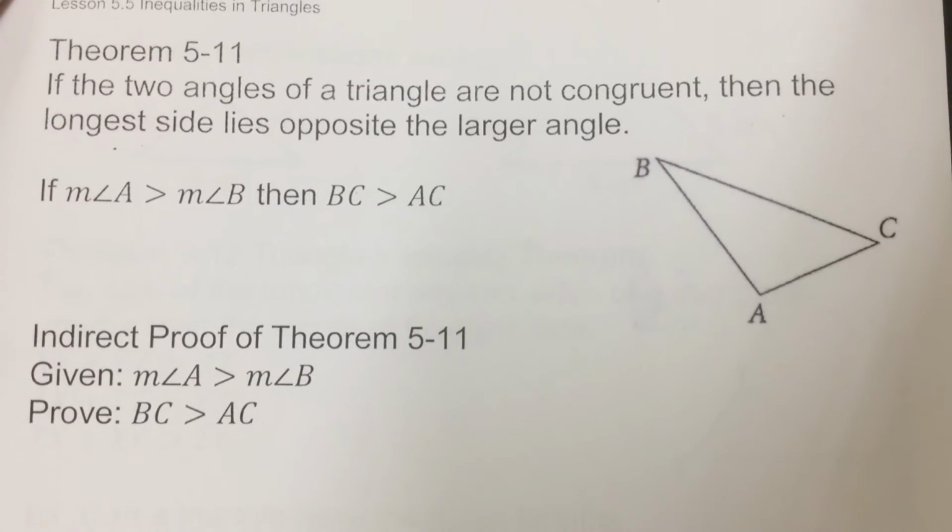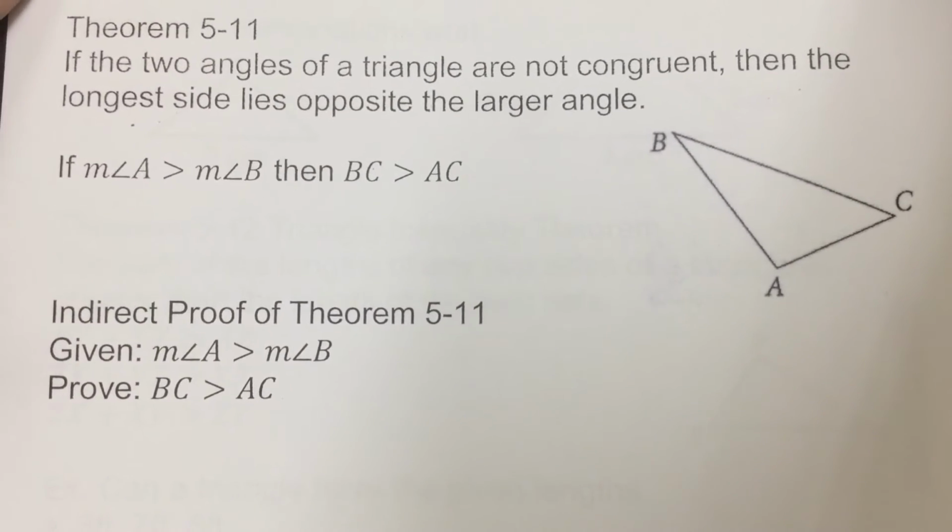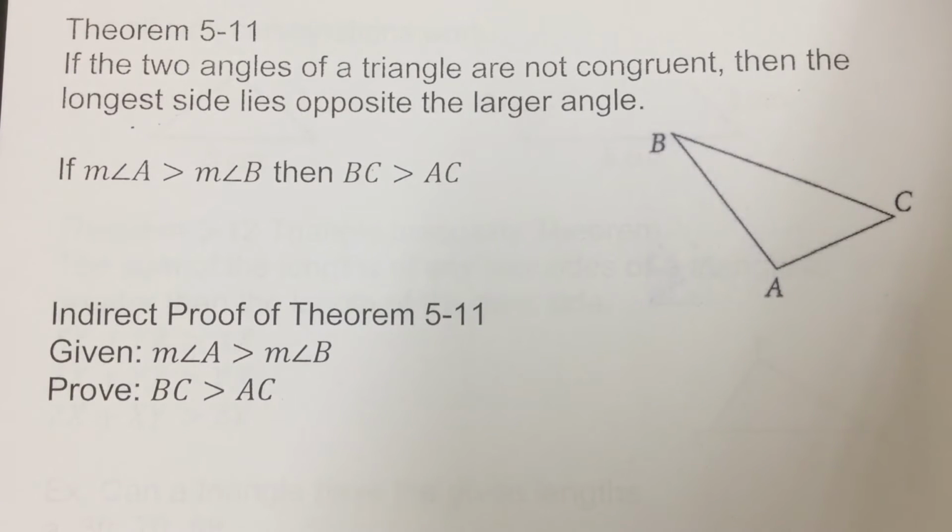Now, theorem 5-11 is just saying the opposite. It's really just the converse of it. So if the two angles of a triangle are not congruent, so as long as the angles are different, then the longest side will be opposite the largest angle. So it's just saying it backwards. If we know this is the largest side, then the opposite is the largest angle. That was 5-10. 5-11 here is saying, if this is the largest angle, then this has to be the largest side opposite of it.